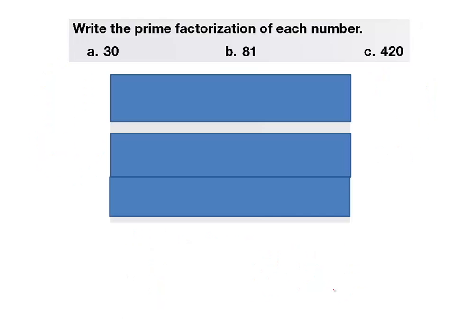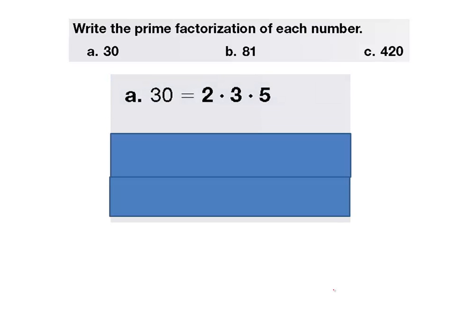Write the prime factorization of each of these numbers. So go ahead and use your factor tree. See if you can do 30, 81, and 420. Let's start with 30. Go ahead, work it, and then start the video. Hopefully you came up with 2 times 3 times 5.